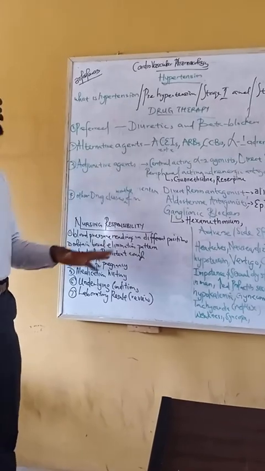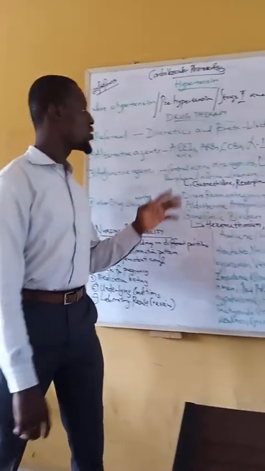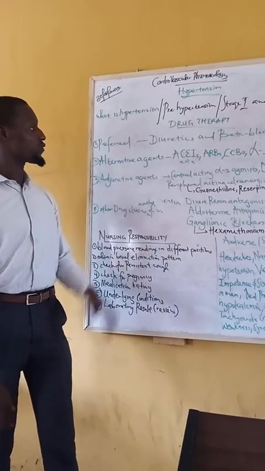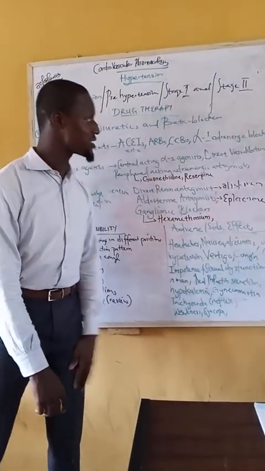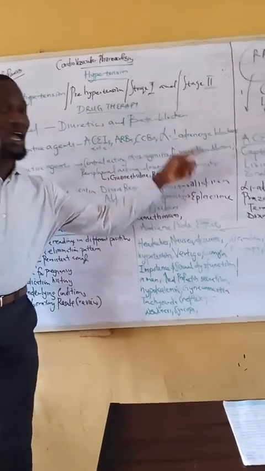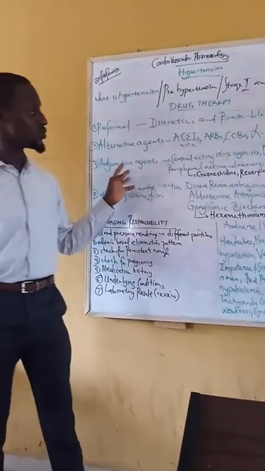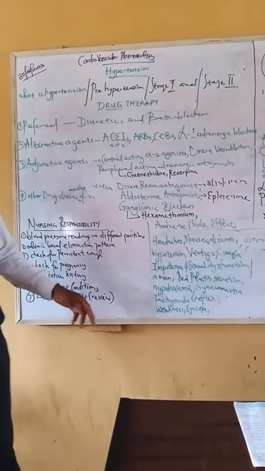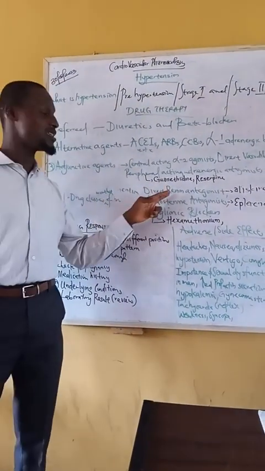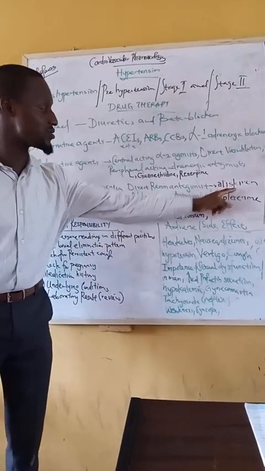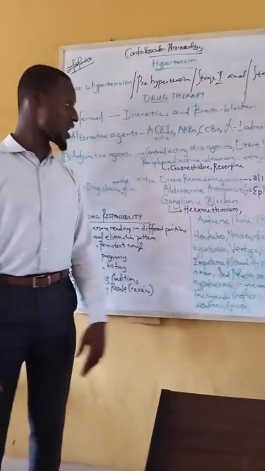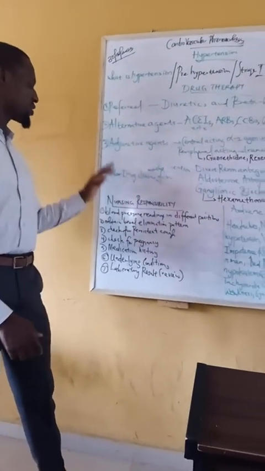Briefly, we want to discuss the drug therapy. For the classes of drugs that are used, we have the preferred, the alternative agent, and the adjunctive agent. For the preferred, we have diuretics and beta blockers as the preferred drug classes. For alternative agent, we have the ACE inhibitors, ARBs, CCBs, then alpha-1 adrenergic blockers. For adjunctive agent, we look at the centrally acting alpha-2 agonists, direct vasodilators, peripherally acting adrenergic agents, and there are some other agents that we have: the direct renin antagonists like aliskiren, the aldosterone antagonist like eplerenone, and the ganglionic blockers, e.g. hexamethonium.